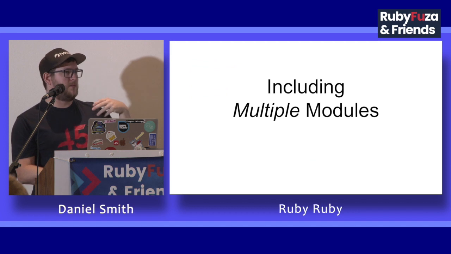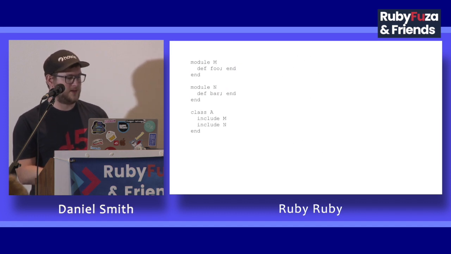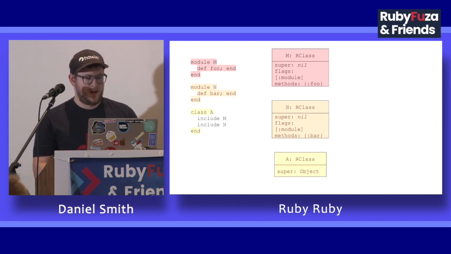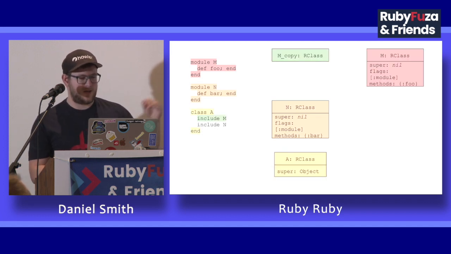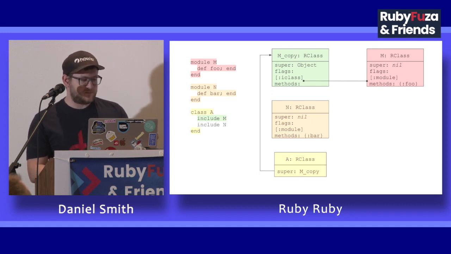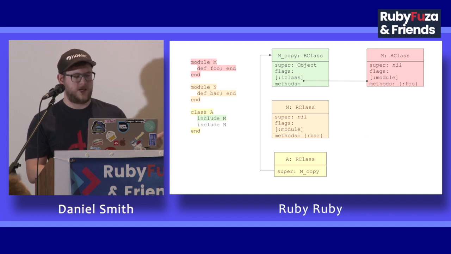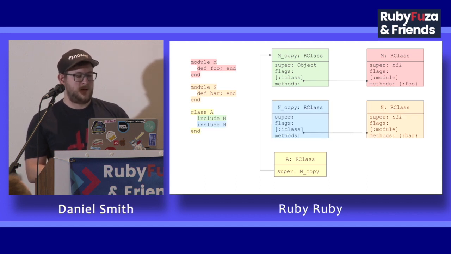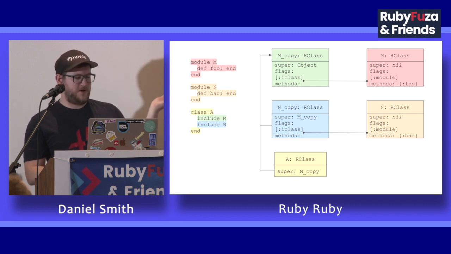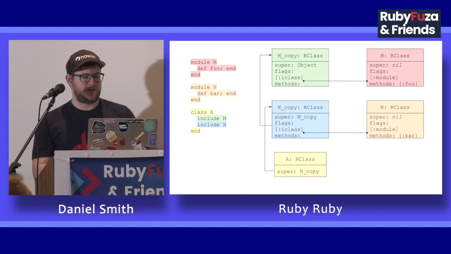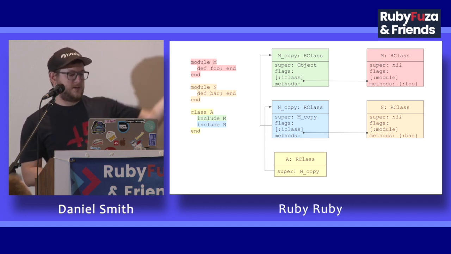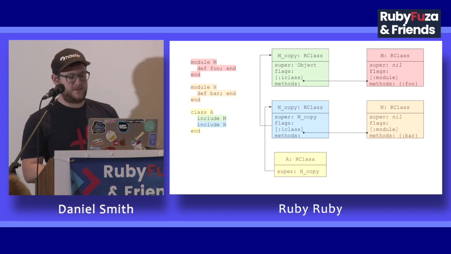All right, cool. Now, when you include multiple modules, it starts getting a little bit hairy. So we've got our M module and our N module, and we've got our A, and then we're going to include M. Okay, so same as the last time. Boom, boom, boom. And now we're going to include the N module. So now N's got to get a copy, and then it's referencing N, and N's got a superclass pointing to the M copy above it, and then A gets it. And as you can see, A's got all of N's methods through that reference, and it's still got M's methods because it's a subclass of it.